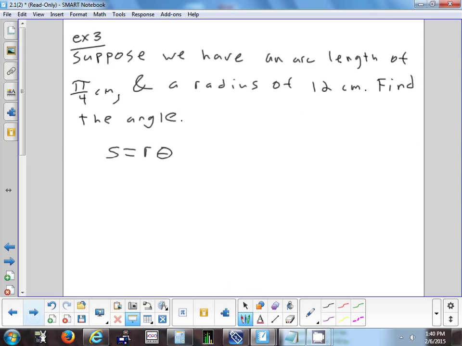So both of those were finding the length of an arc. This one now they want you to find an angle. What's the pi over 4? What letter does that get plugged in for? Yeah, we have an arc length, pi over 4. Fill that in for S. We have a radius of 12, so fill in 12 for the radius. Find the angle. That's what I don't know.